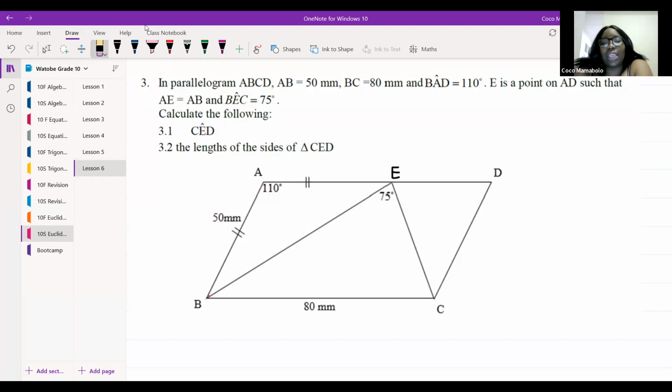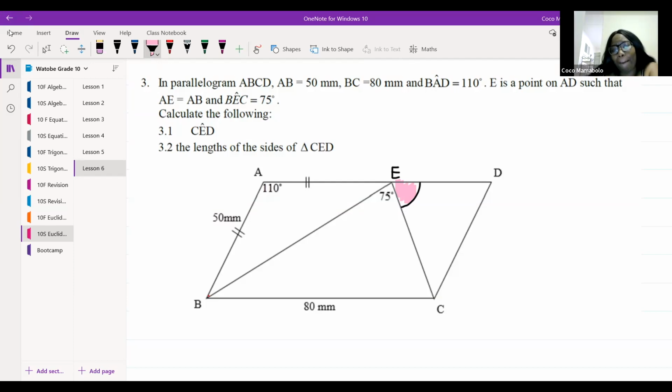Okay, so the first question says, calculate the value of CED. So we want to calculate this angle here, CED. Now, we've got to think a little bit outside the box. Does anybody have any idea? What do you guys think we can do first? Who's got an idea? Okay, I'll give you guys a hint. It might not have anything to do with quadrilaterals, but think about all the geometry that we know.